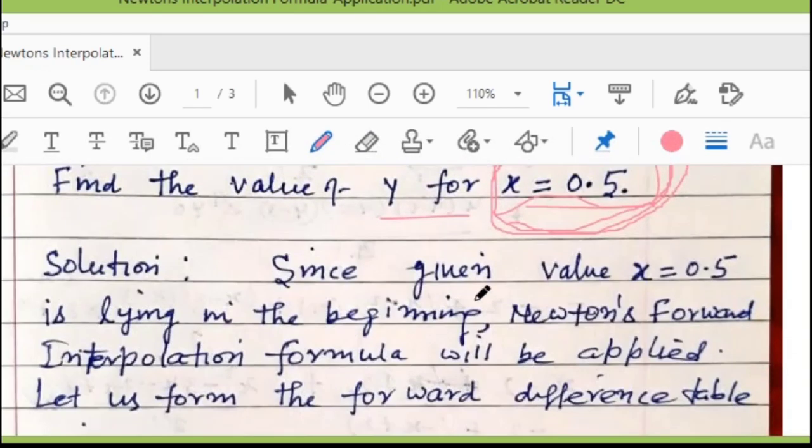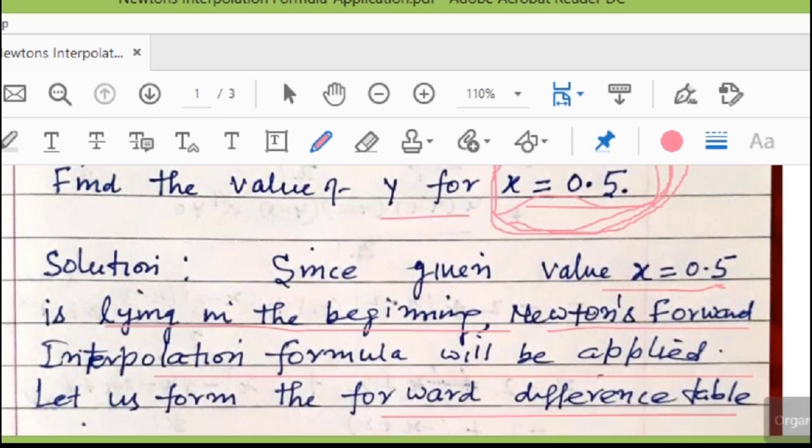Since the given value x is equal to 0.5, you have to mention this whenever you are solving your numerical, you have to justify it, because the application of the Newton's forward formula is for this situation only. Therefore, x equal to 0.5 is lying in the beginning, so Newton's forward interpolation formula will be applied. This is the justification of the application.